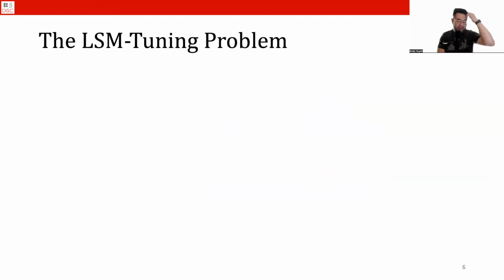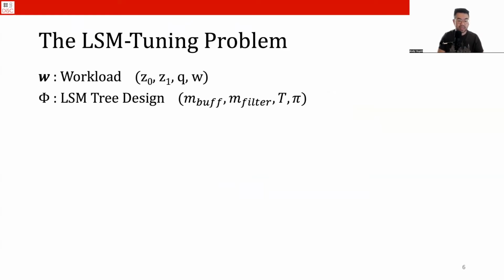So I'm going to define this a bit formally here, the LSM-Tuning problem. So for notation's sake, we have W, which is our workload. Again, the four types of queries. We have phi, which is our LSM tree design, and this is all of the knobs that we were looking at before, and a particular cost function C, right? And we'll get to exactly what you could use for your cost function.